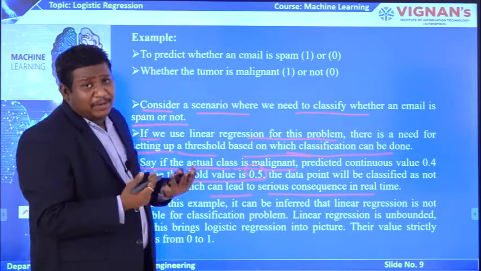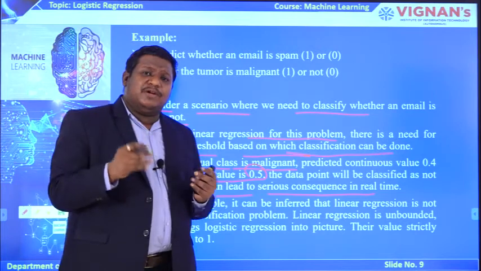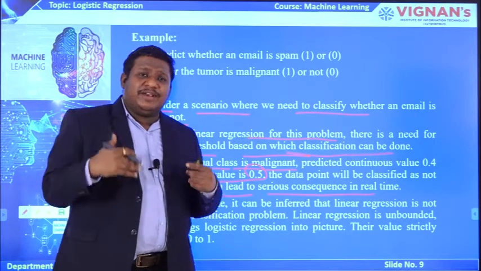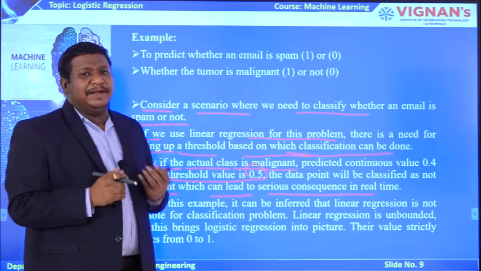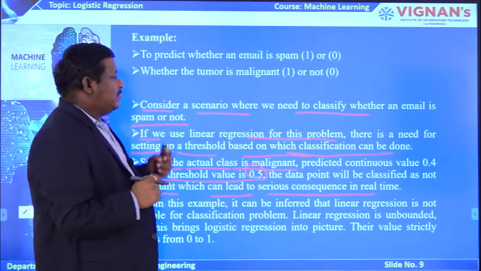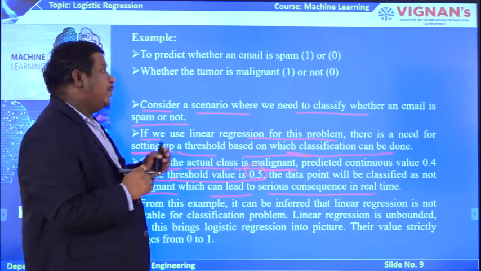So, based on this threshold value, we may think that it is less than 0.5, so we will think it is a good mail and we will send it to the actual inbox, where the new actual problem will start for the user, whoever is using that email ID. So, that is the problem with linear regression if we use it in the same email problem.